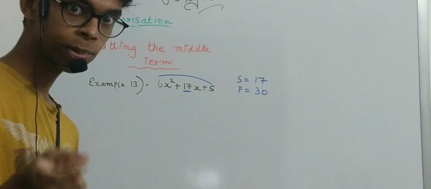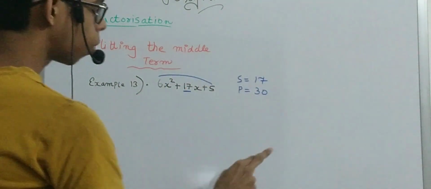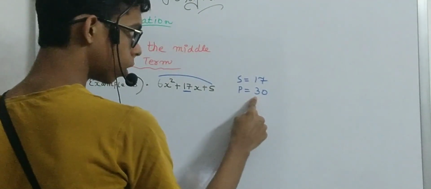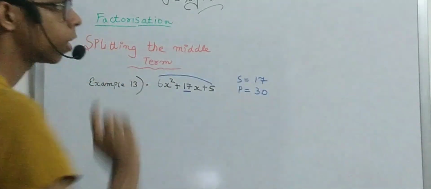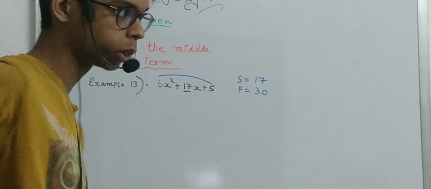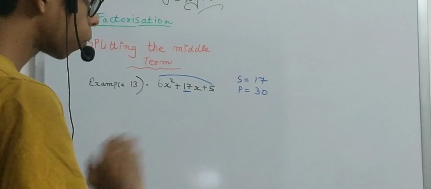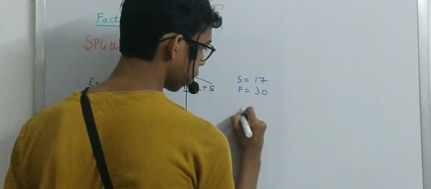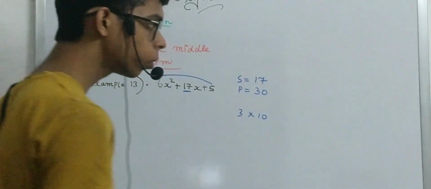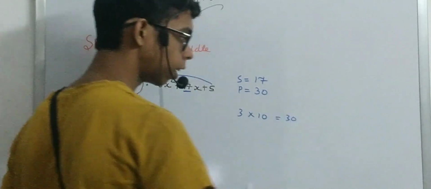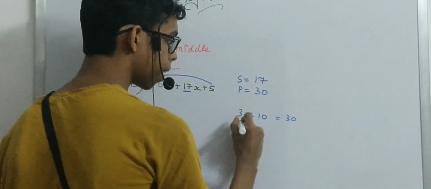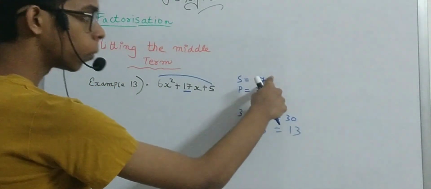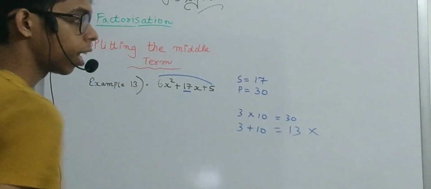Our next task is to find two numbers such that when we multiply those two numbers we should get 30, and when we add those two numbers we should get 17. That is the condition that we should be following. First of all we can see which numbers multiply to give 30. For example, 3 into 10 is equal to 30. But just add and see the sum. 3 plus 10 is 13. But we want 17. So we cannot take 3 into 10.